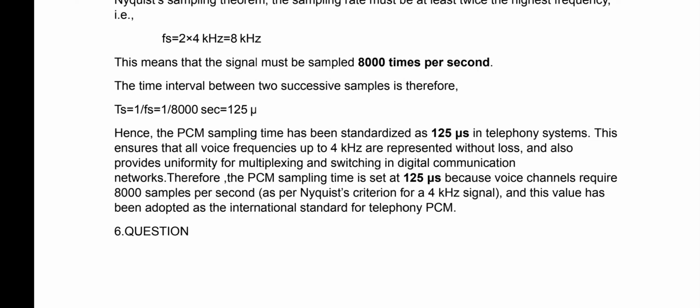The time interval between two successive samples is 125 µs. Hence, the PCM sampling time has been standardized as 125 microseconds in telephony systems. This ensures that all voice frequencies up to 4 kHz are represented without loss, and also provides uniformity for multiplexing and switching in digital communication networks.